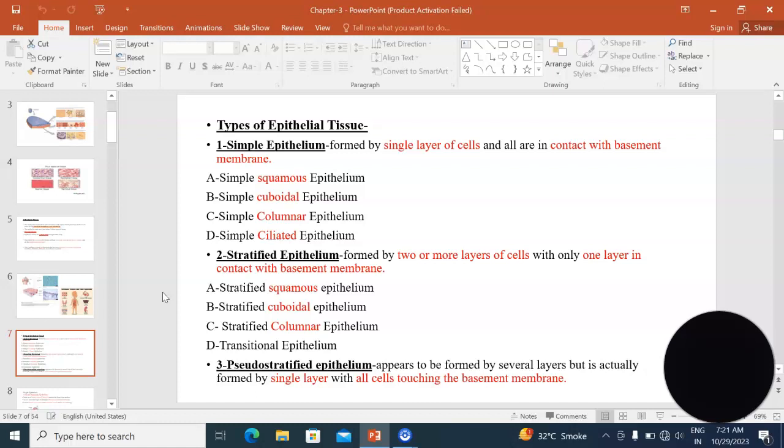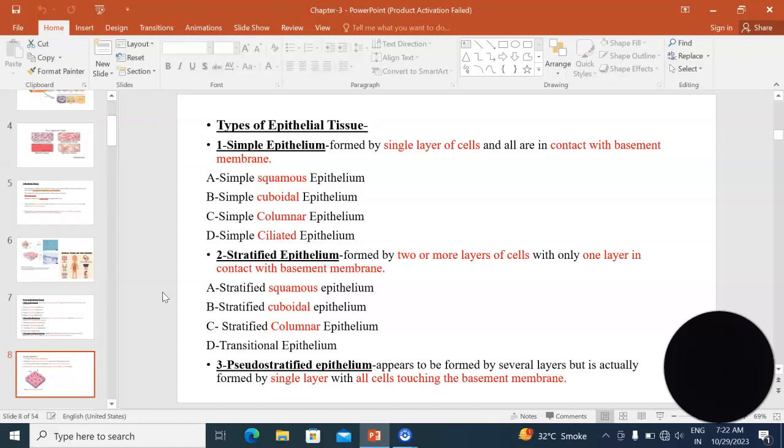Third type is pseudostratified epithelium. As the name suggests, pseudostratified means what? When we see the epithelium, it will have the appearance that there are several layers of cells. But originally, there is only a single layer of cells which are directly touching the basement membrane. This concept will get more clear as we move towards the explanation and diagrammatic representation of the epithelium.